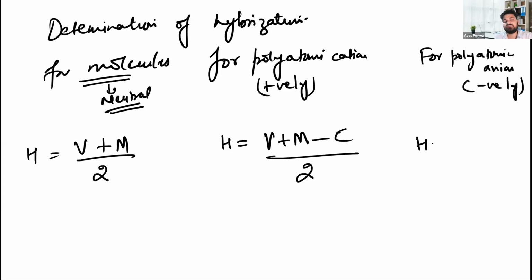And the third one is for anions: we have V plus M plus A, upon 2. For an anion, the charge means the atom has gained extra electrons, so we add it. Okay, understood?